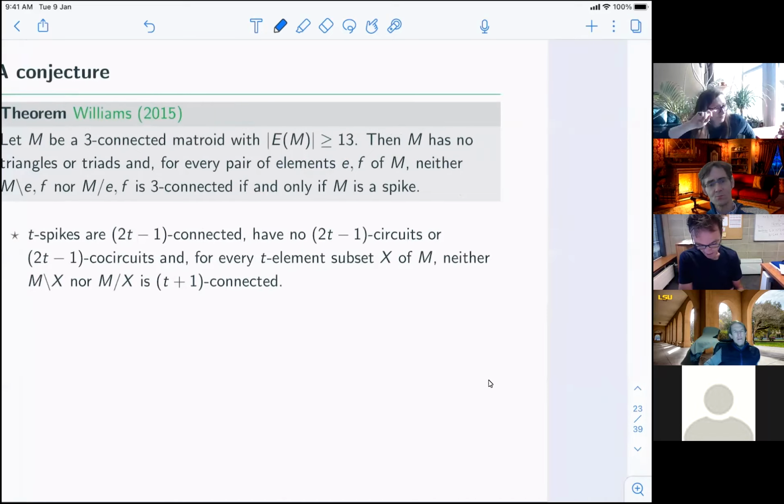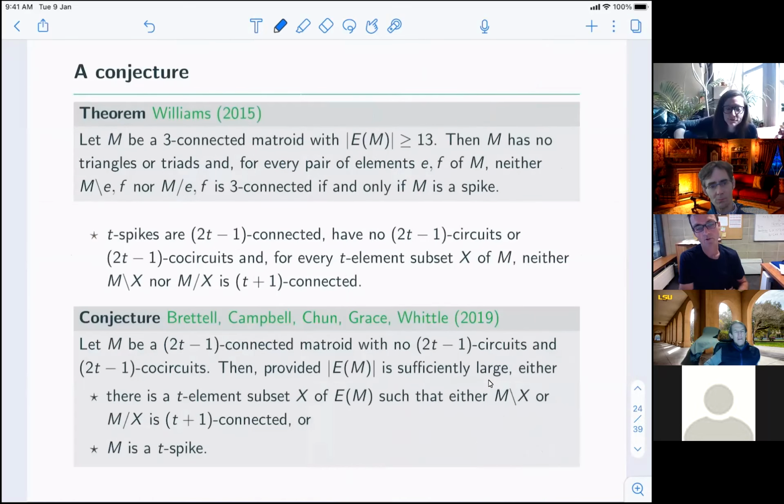And so you can ask their conjecture, and I presume it's still open, but given that several of the people will be in the audience, they'll be able to tell me whether it's not, but I'm pretty sure it is. If M is a 2T minus 1 connected matroid with no 2T minus 1 circuits or co-circuits, then if you're sufficiently large, either there's a T-element subset you can delete or contract and stay T plus 1 connected, or you're a T-spike.